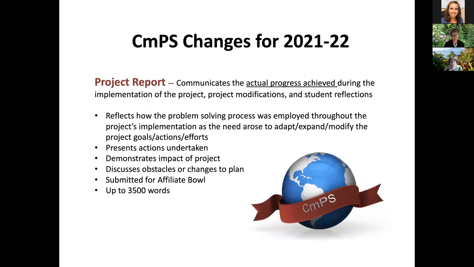And that's because then they will do a project report. And this communicates the actual project that was achieved when the project was implemented. It talks about the modifications that were made and the students' reflections on the whole process. So it shows how the problem-solving process was employed throughout the project's implementation as the need arose to adapt, expand, or modify the project's goals, actions, and efforts. It shows the actions that were actually undertaken and demonstrates the impact of the project, discusses the obstacles or changes that were made to the plan. It's submitted for the affiliate bowl, and it can be up to 3,500 words.